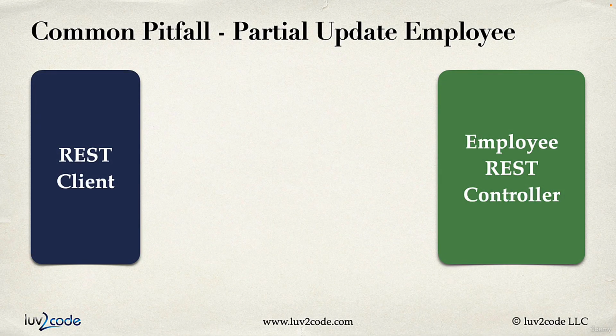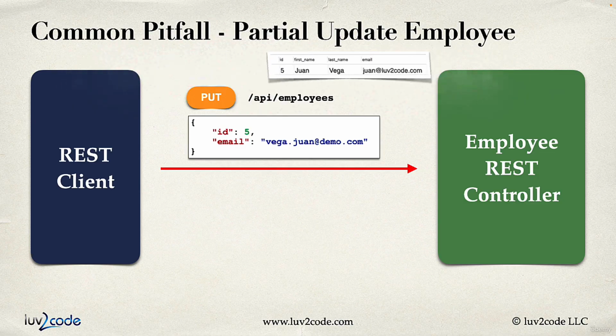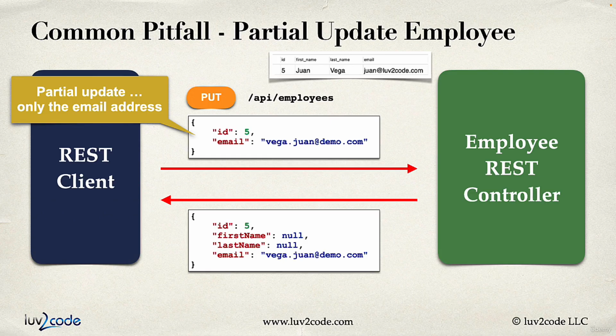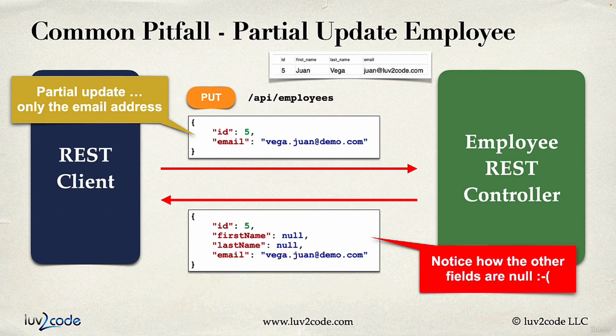Now, the common pitfall is that if you want to do a partial update on an employee, and if you make use of put, so if you do a put on /api/employees, and you give the ID and the email address, here we only want to do a partial update, only update the email address. However, if we use put in this fashion, then notice the response.